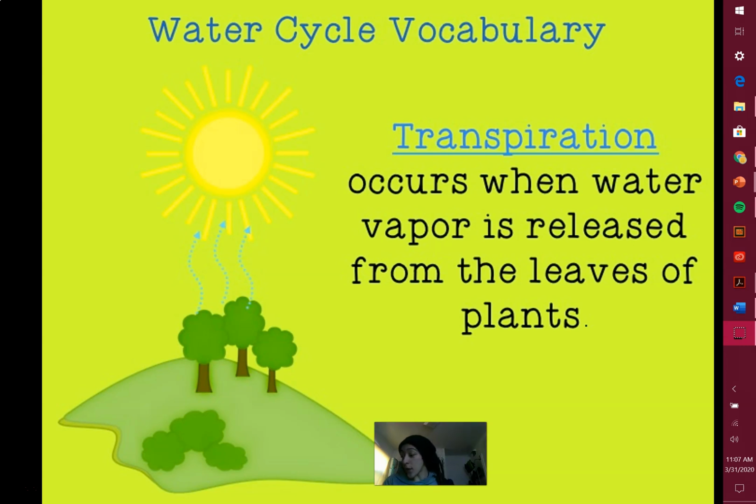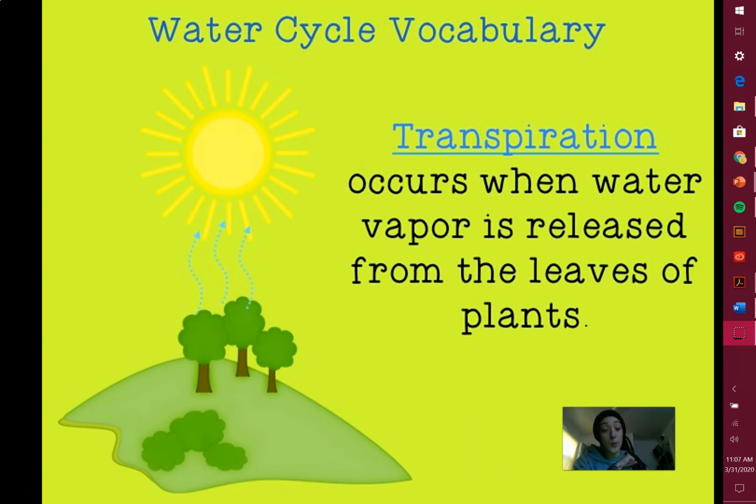Awesome. Okay, so go to your Google form. We're on question number 6 right now. You guys are doing a great job. Keep it up. Go ahead and pause the video and go to question number 6 and answer for me. Transpiration happens when water vapor is released from what? From plants. Good job. Awesome. Okay, moving on.